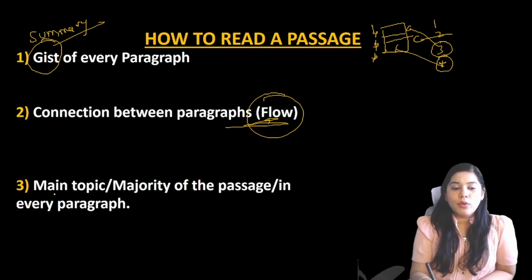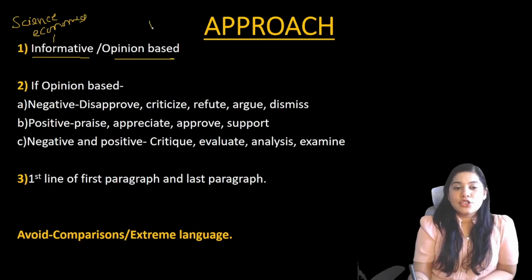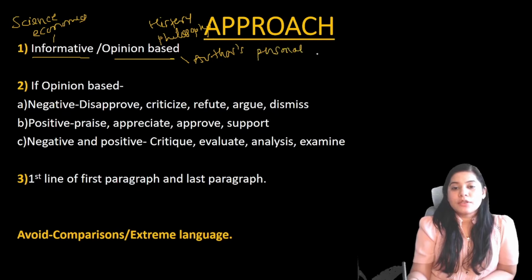And then main topic. What is main topic, students? Which is given in the majority of the passage, which is part of every paragraph. So you also need to know whether the passage is informative or opinion based. Informative means generally science passages or economics passages are informative, whereas history, philosophy, right, are opinion based. The author will give his personal opinion as well. So the author's personal opinion is known as an opinion based passage. Got it?